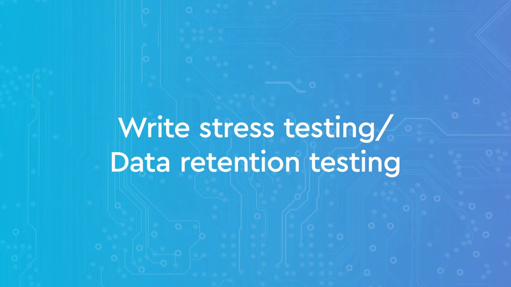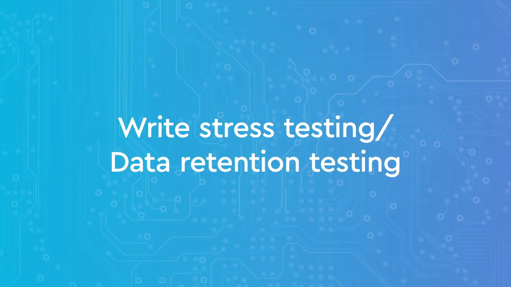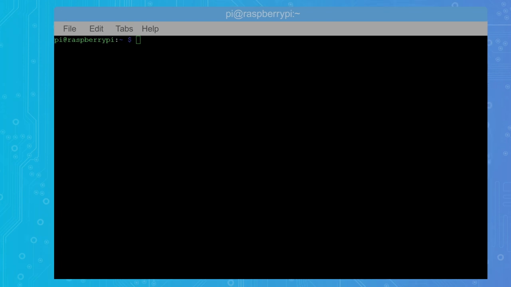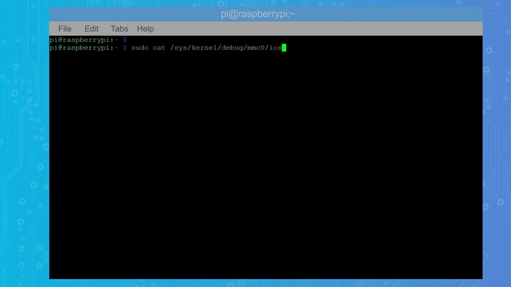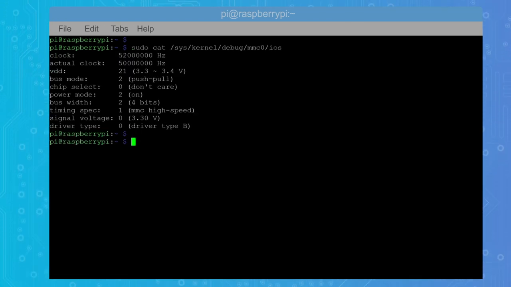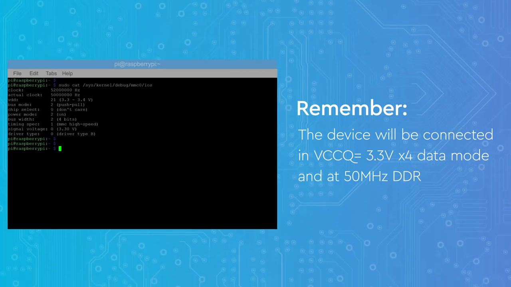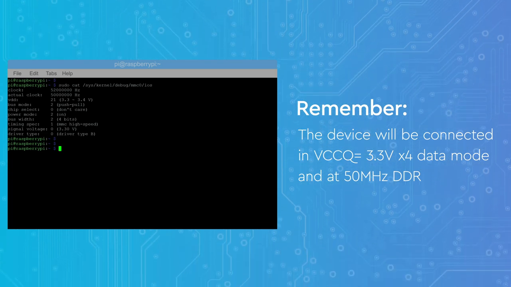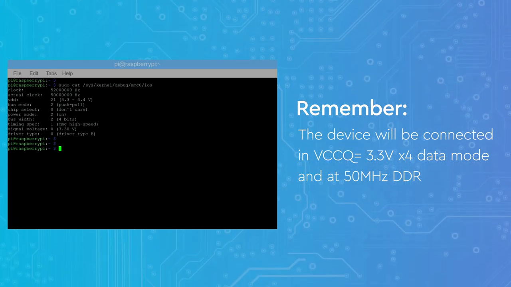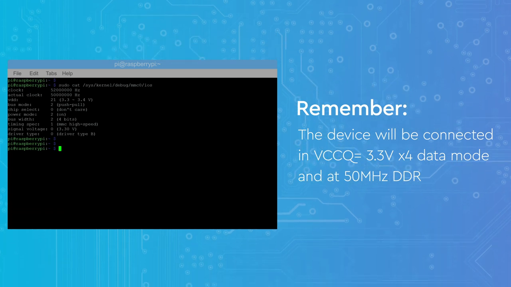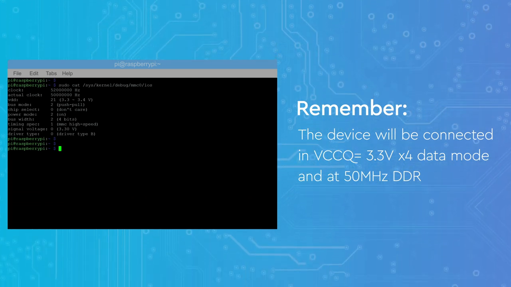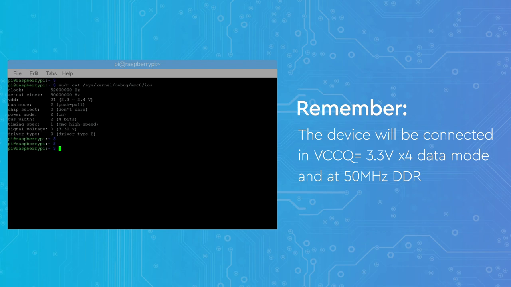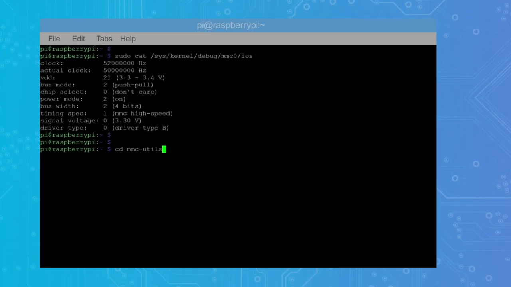Write stress testing, data retention testing. Once the Linux kernel discovers the eMMC device, you can start your testing. It is important to remember that the device will be connected in VCCQ 3.3 volt by 4 data lines mode at 50 MHz DDR, so communication can't reach top speeds, which can limit testing performance. Still, it's possible to induce a write stress test.